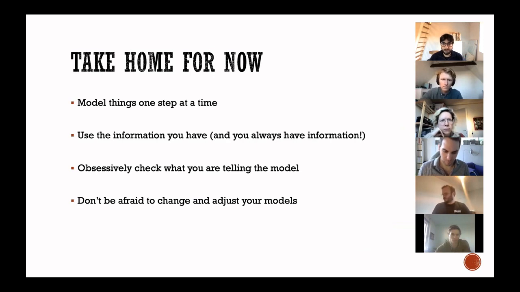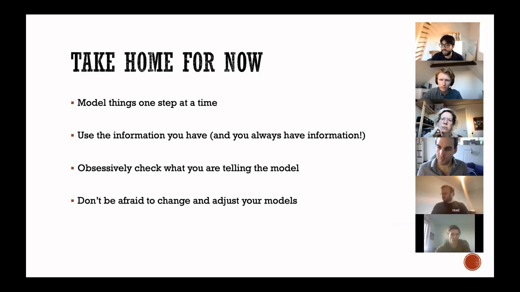Good, so take home for now, and then maybe we can afford a quick break before the exercise, right, Chris? Yeah. But the take home is we model things one step at a time. Doing this Gaussian modeling of the articulation of the vowel space might seem silly, but it's already telling us something about our measurements and how to set up the model.